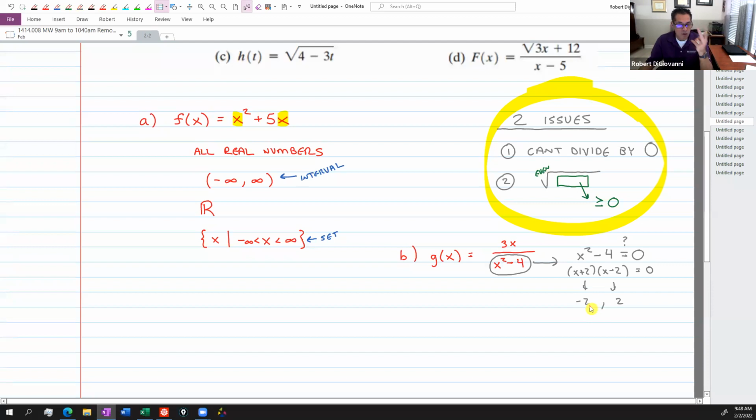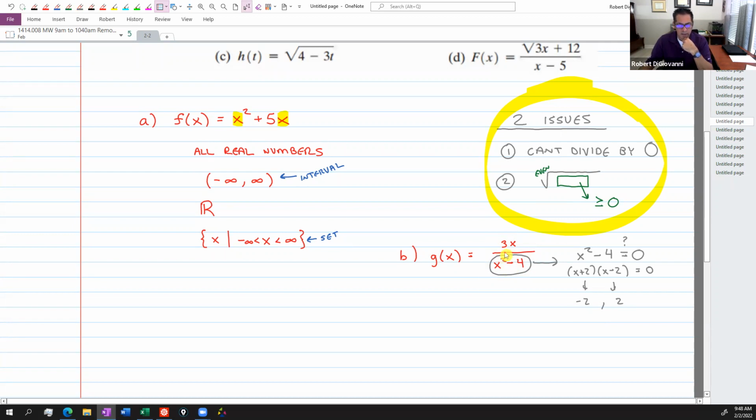So there are two values of x that cause division by 0. If you try and plug in 2, you'll get 0 here. If you try and plug in -2, you'll get 0. What about 0? Can we plug 0 in? Can you plug 0 into this function? I'm seeing Alyssa say yes.